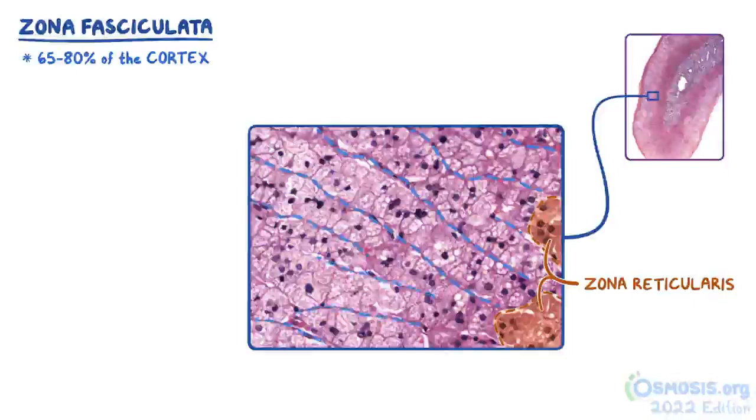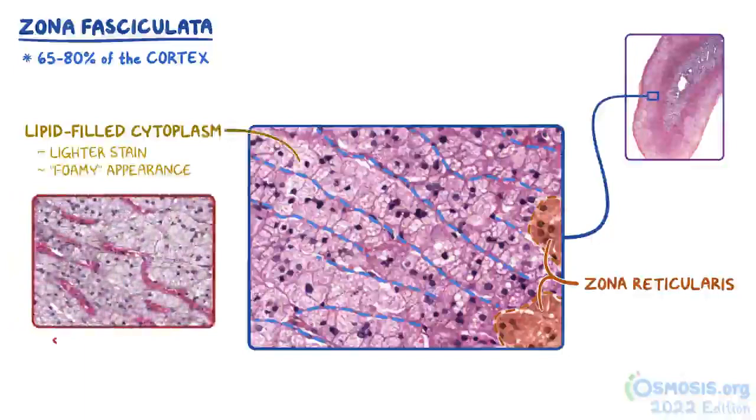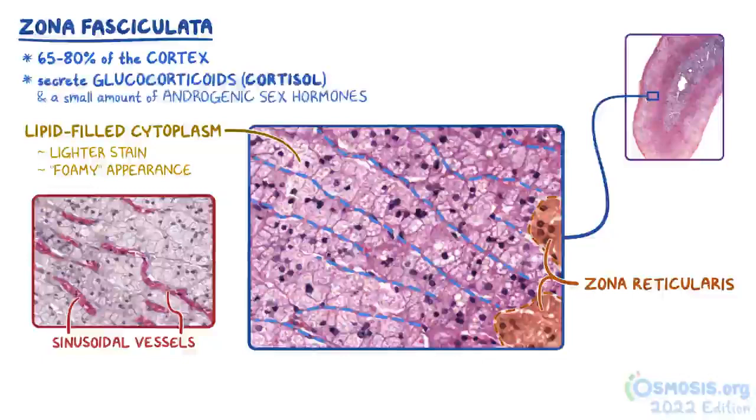These cells have a larger amount of lipid-filled cytoplasm that results in a lighter stain and a foamy appearance. In this image, we can see the sinusoidal blood vessels that run parallel to the columns of cells. The secretory cells in this zone secrete glucocorticoids, mainly cortisol, but this zone will also secrete a small amount of androgenic sex hormones as well.